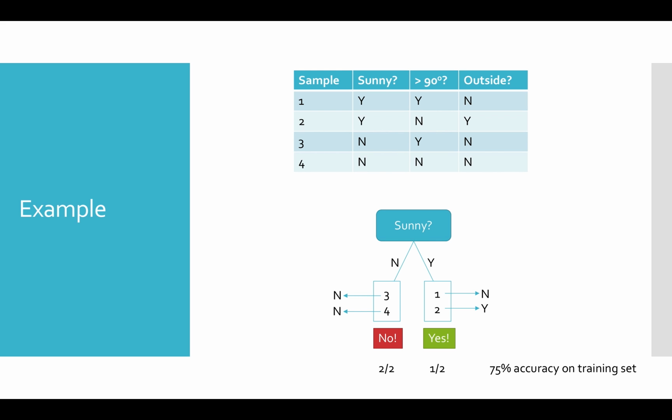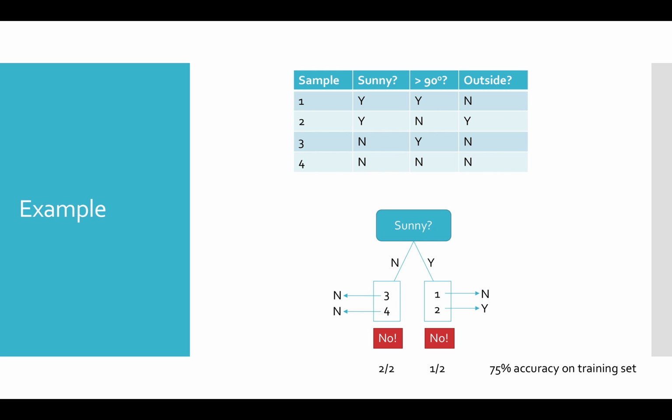Well, we could say no if it's not sunny, right? So on the left-hand side, we could say no, and we would get 2 out of 2 correct. And then we could say yes on the right-hand side, so if it is sunny, and we get 1 out of 2 correct. So overall, we would have an accuracy of 75% on the training set.